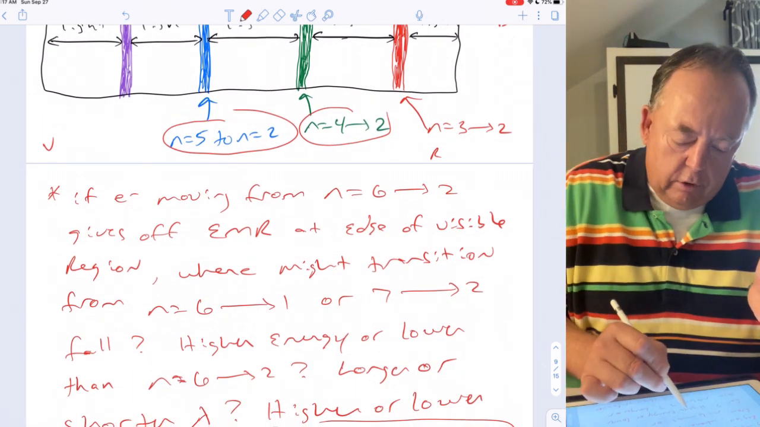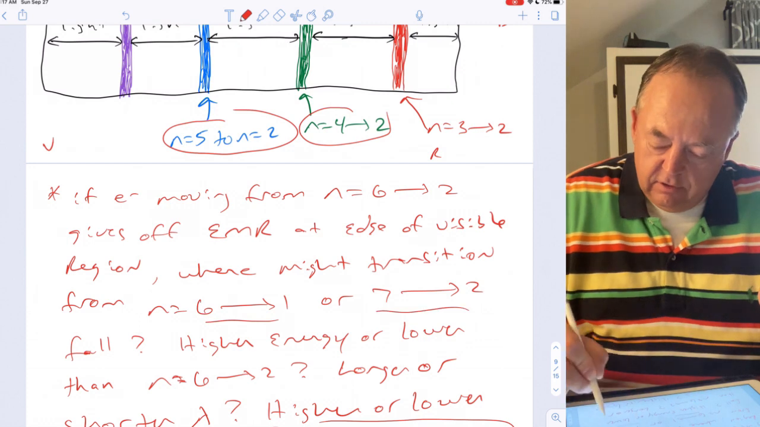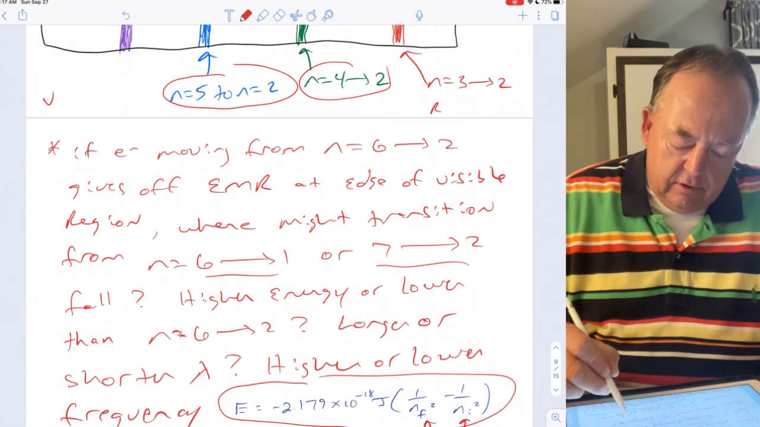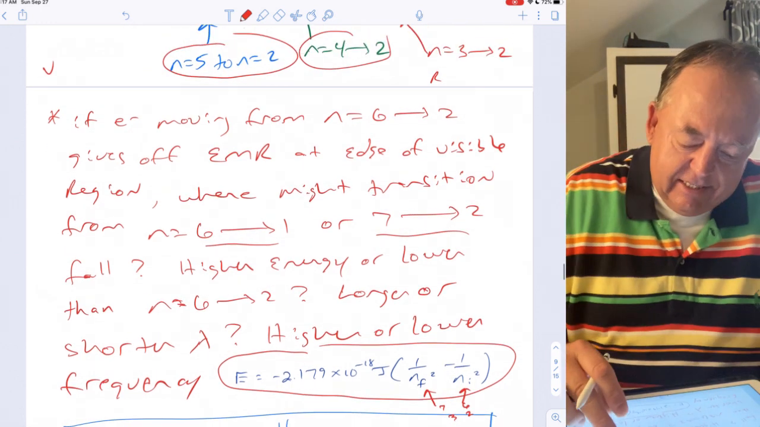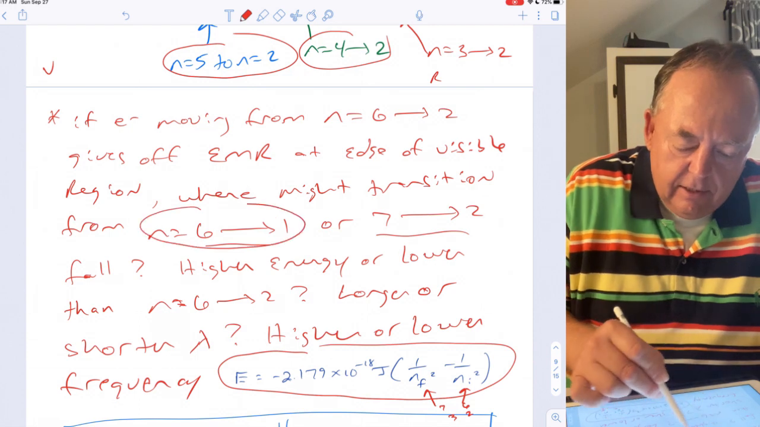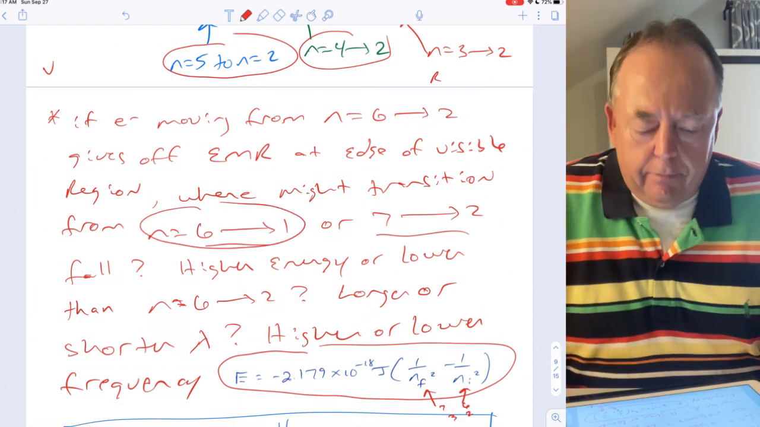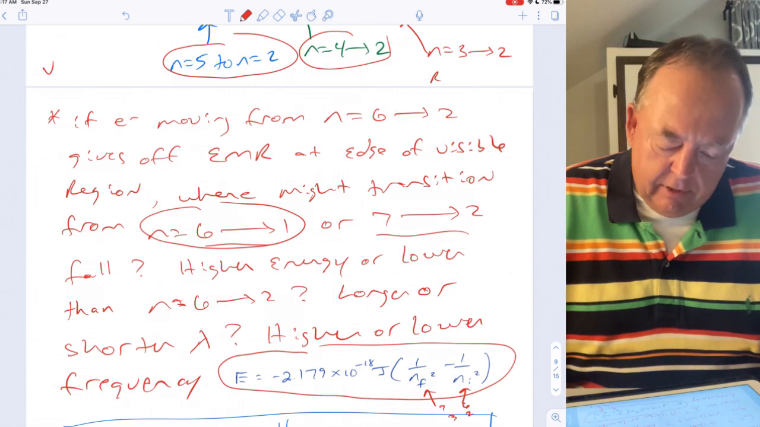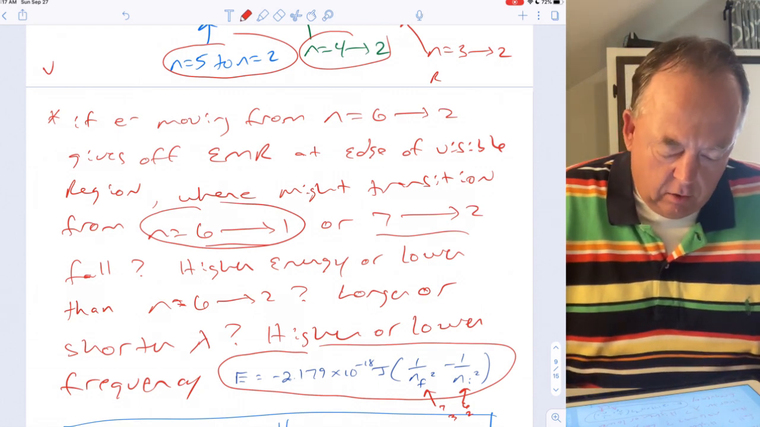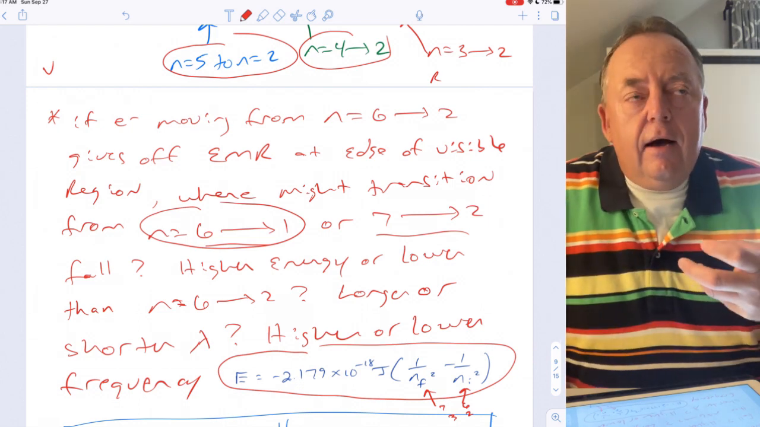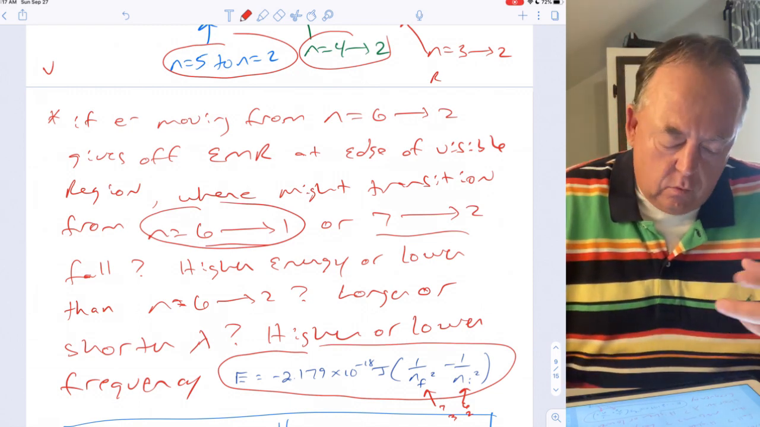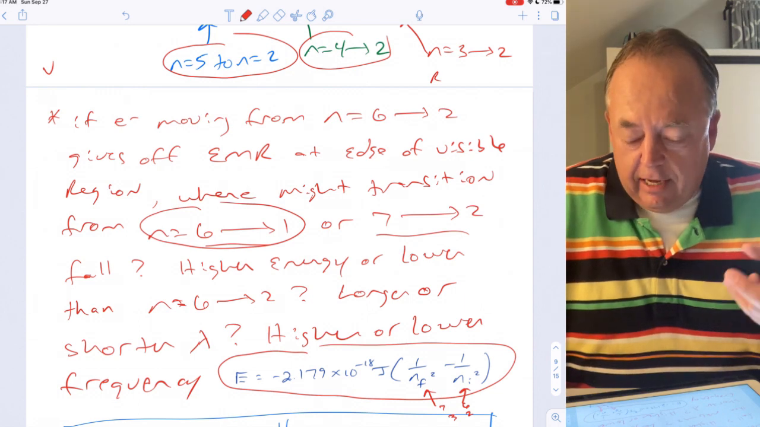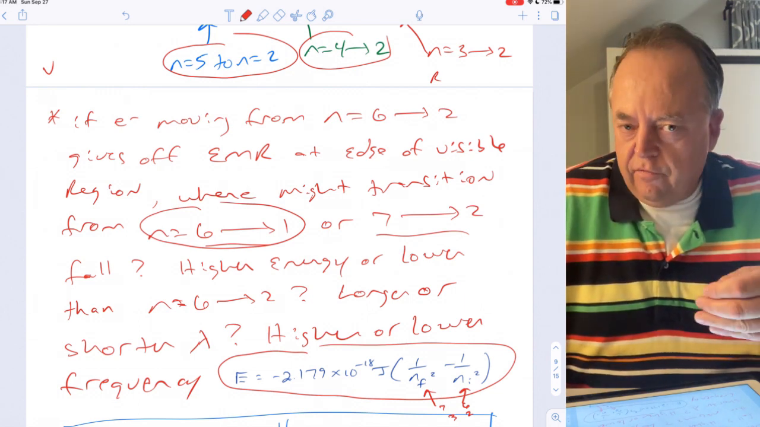So if the transition was, instead of 6 to 1 or 7 to 2, if it was higher energy, or what am I doing here? So we did 6 to 2. So what if it was 6 to 1 instead? Then that would be a bigger energy gap, right? So is that going to emit energy of higher or lower energy? Would it be higher frequency or lower frequency? Would it be longer wavelength or shorter wavelength? Well, the bigger the gap, the higher the energy, the shorter the wavelength, and the higher the frequency, right?